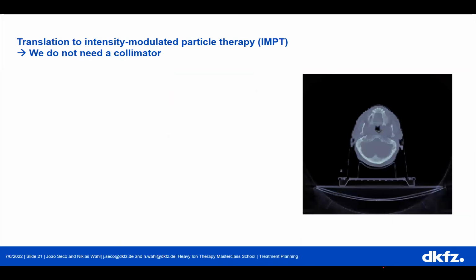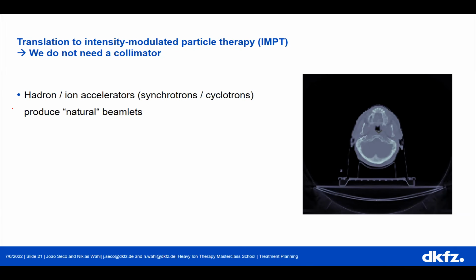The new approach, which is based on intensity modulation, allows you to control both sides, and you don't need a collimator anymore. You do need scanning magnets, but you don't need a collimator. So the way to do it is you produce natural beamlets by changing their energy and by using scanning magnets to scan across the patient, right? And you use the power of the Bragg peak to irradiate any region in the patient.